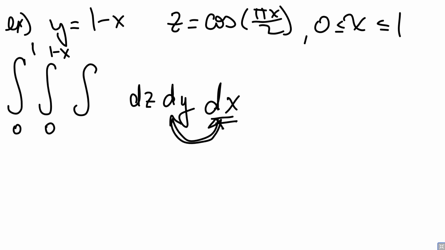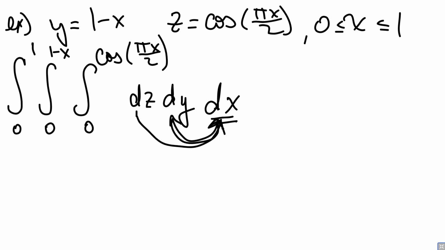Now for z, z has to tie in x. So what do you think the lower limit for z will be? It will be 0 again. What would be the upper limit? Yes, it will be the cosine of pi x over 2.